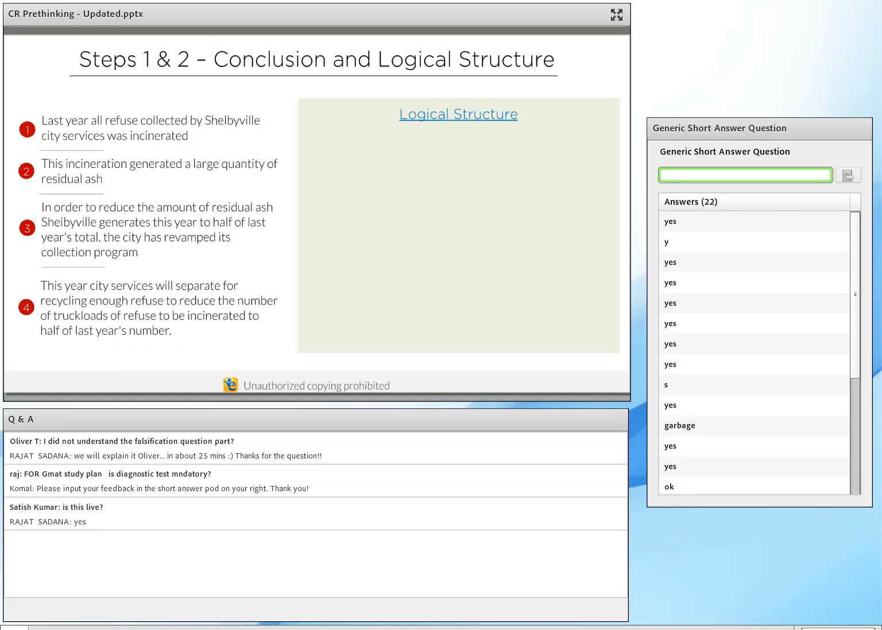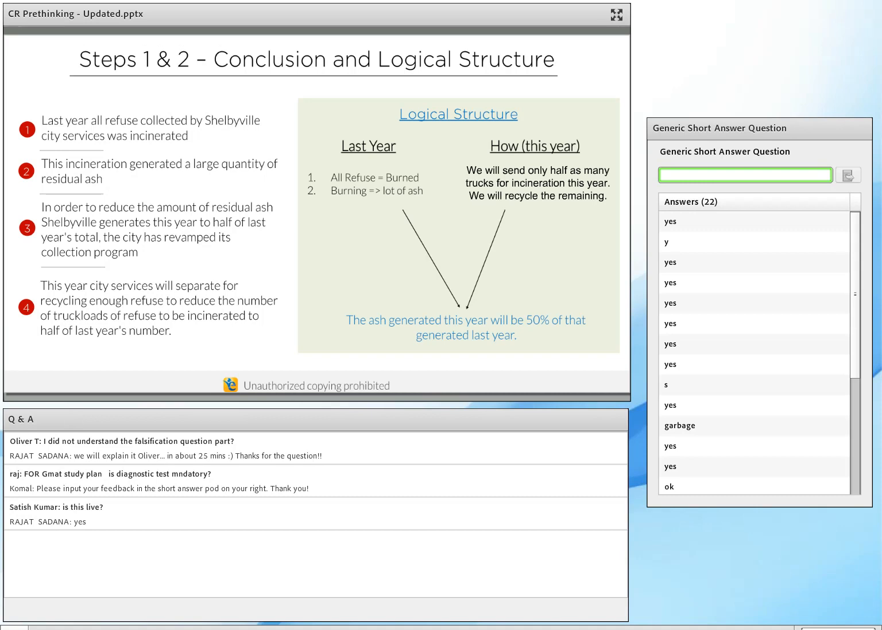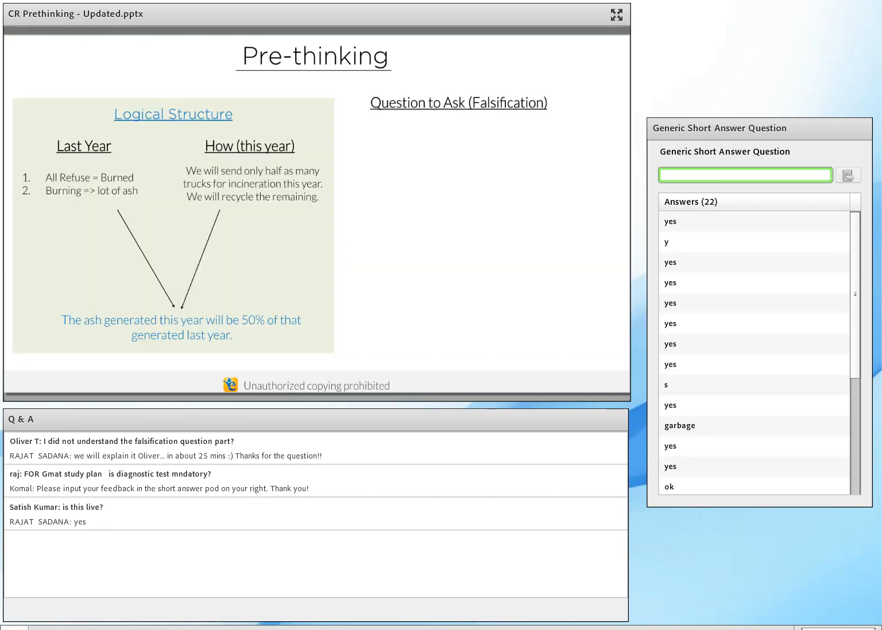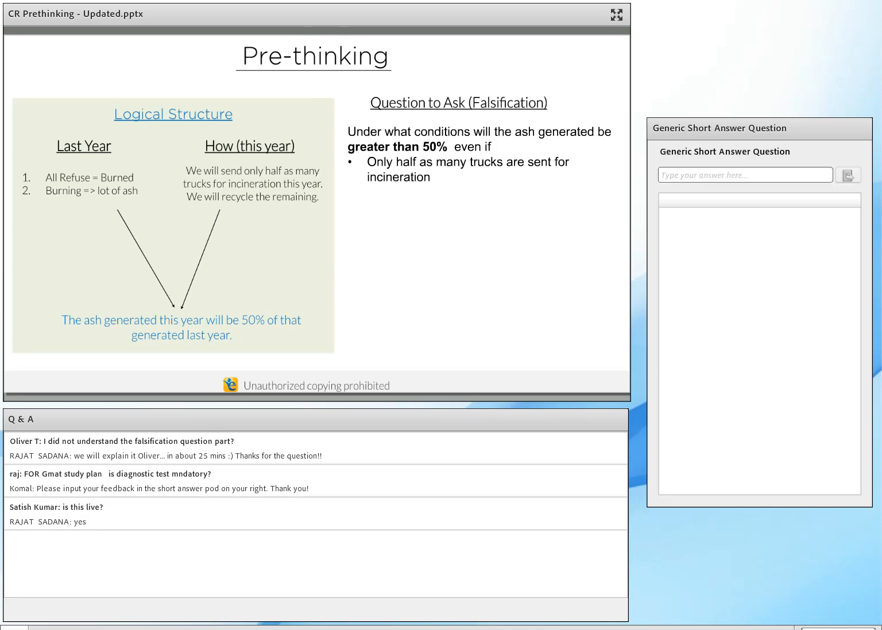So we ask our falsification question. Or we do the logical structure first. I think you guys know this. The falsification question is where we say, under what conditions will the ash generated be greater than 50% if only half as many trucks are sent for incineration? Okay, what is the answer to my falsification question?